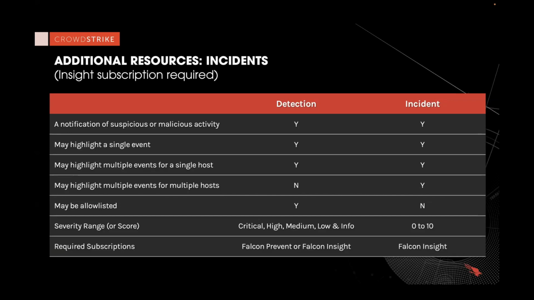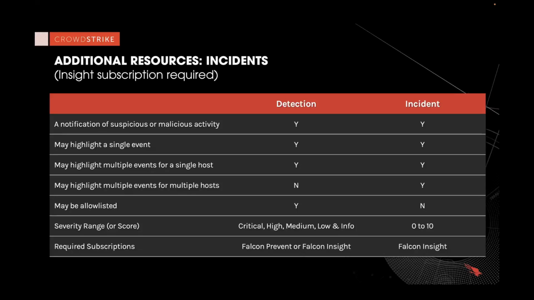Detections may highlight a single event or multiple events for the same host inside the same process tree, whereas incidents always consist of multiple detections, and they may highlight multiple events across multiple process trees on the same host, or even multiple events across multiple hosts. Incidents may be triggered by standard detections, that is the detections that are shown in the endpoint detections page and everything we're talking about today, but incidents may also be triggered by contextual detections, and those only exist inside the scope of an incident. Or an incident may be triggered by both standard and contextual detections.